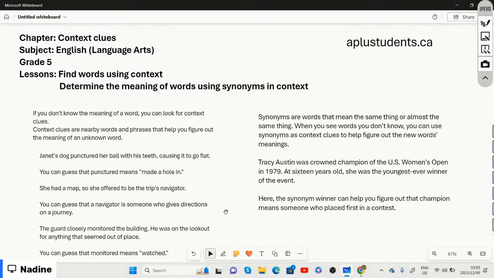So firstly, to find words using context, and also to determine the meaning of words using synonyms in context. That is going to be our lessons that we are going to be focusing on under our chapter Context Clues, grade 5. Yes, this is only a grade 5 class, but this is basically like a combination of 5 and 6.